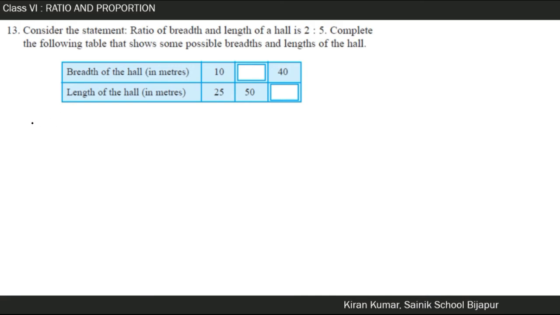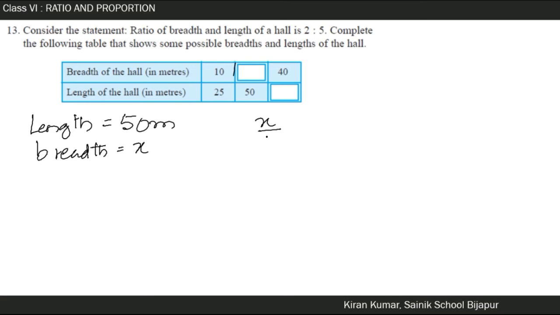Here they have given the length to be 50 meters, and the breadth is unknown, so I'm taking it as x. Here I have to consider the ratio of breadth upon the length equal to 2:5, that is 2 by 5.